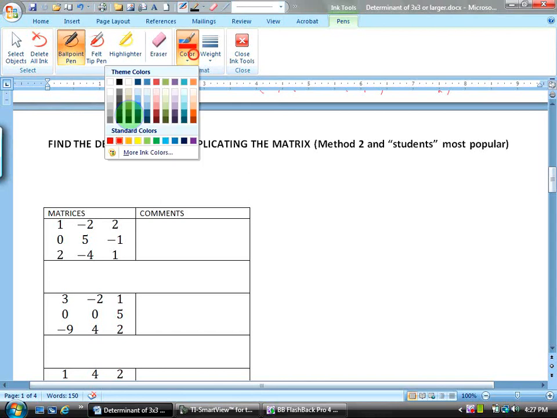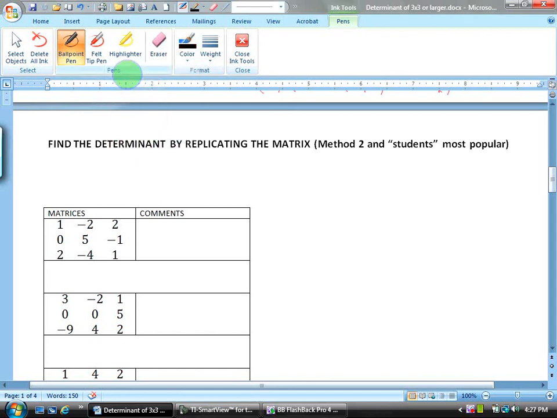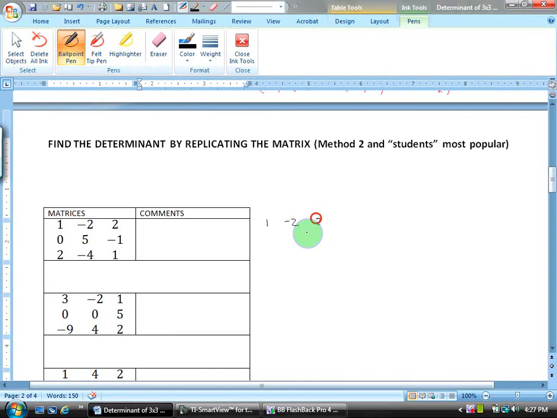Okay, now let's move on to replicating the matrix method. In this case, we are going to just copy the matrix: 1, minus 2, 2, 0, 5, minus 1, 2, minus 4, 1. Put a line here and copy the matrix again: 1, minus 2, 2, 0, 5, minus 1, 2, minus 4, 1.